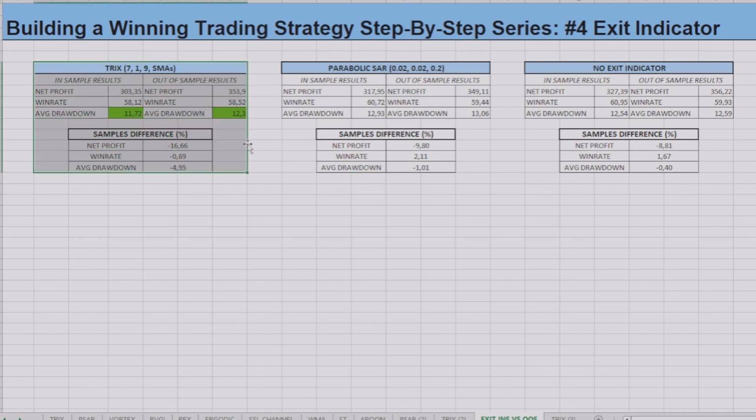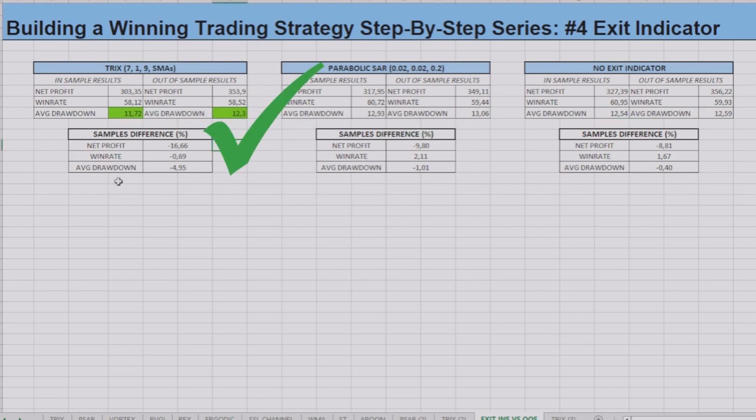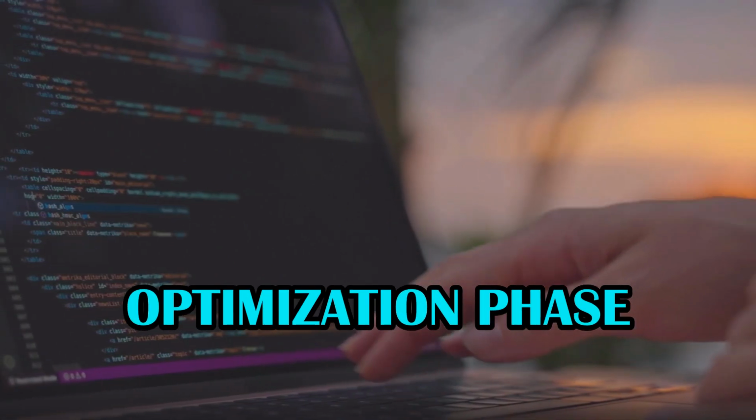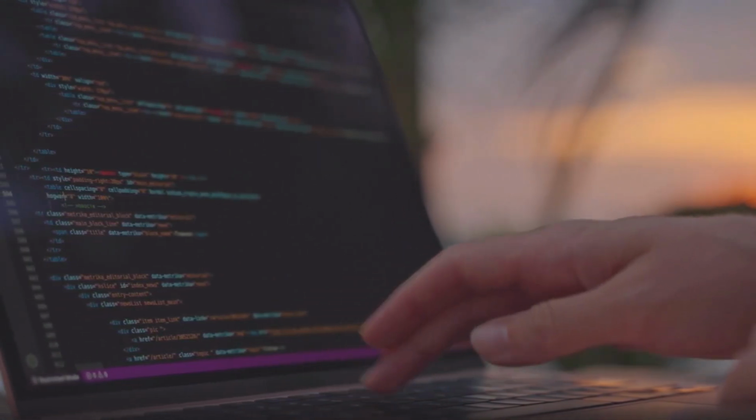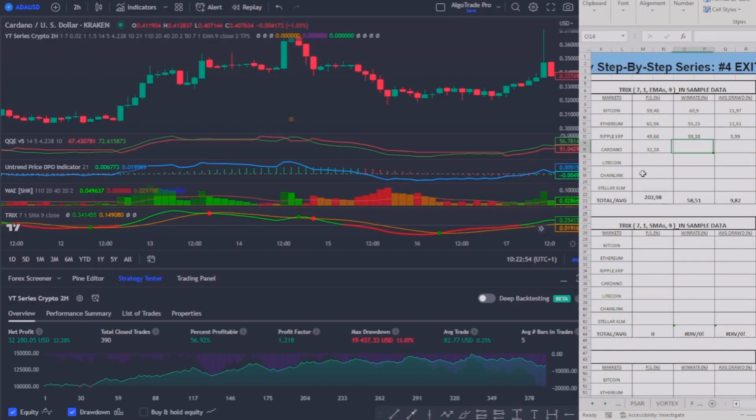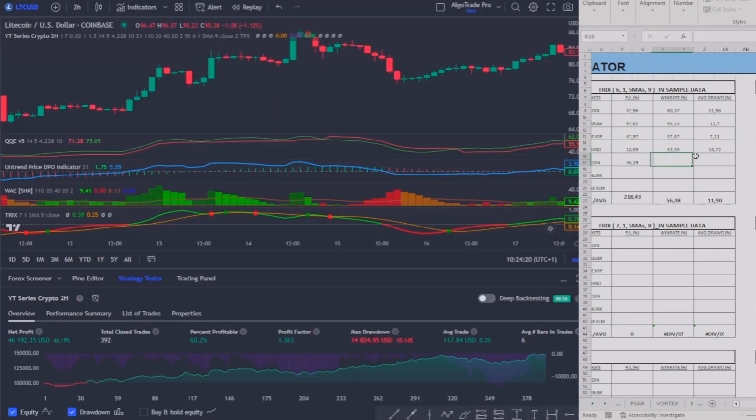Regarding the tricks, we can see that the average drawdown decreases slightly, and therefore we can continue working on this exit indicator. As such, I will now move on to the optimization phase of the tricks exit indicator to try to find settings that work best for my strategy. I will carry out a lot of backtests with different settings on my in-sample data, and I will be right back to show you the results.